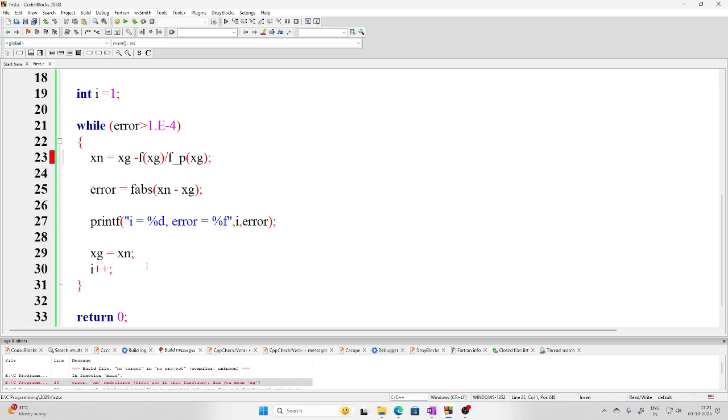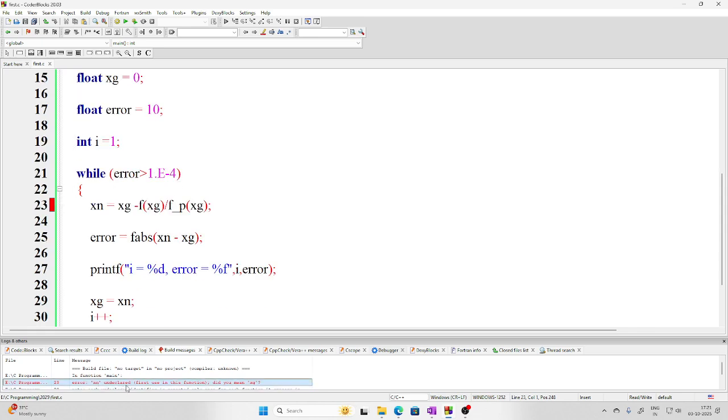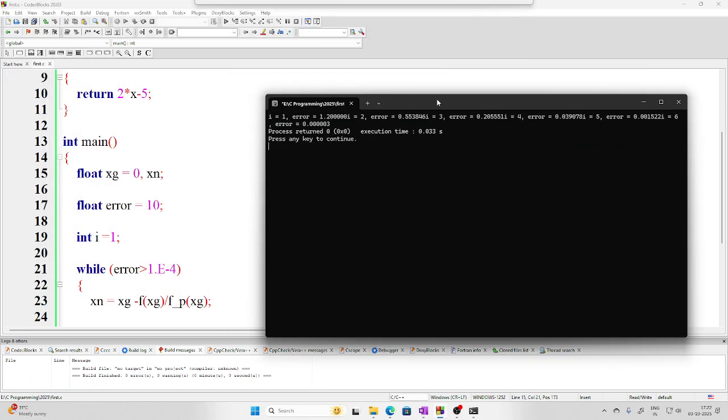So if I run it, it is having some problem. What is the problem? What does it say? xn undeclared. Oh, I have not declared xn. So let us say xn I am declaring outside. So xn, and if I run it now, it will say that the program is converging in 6 iterations.